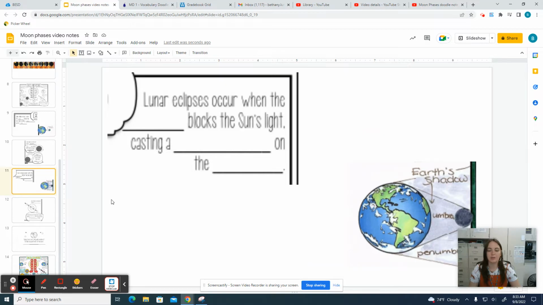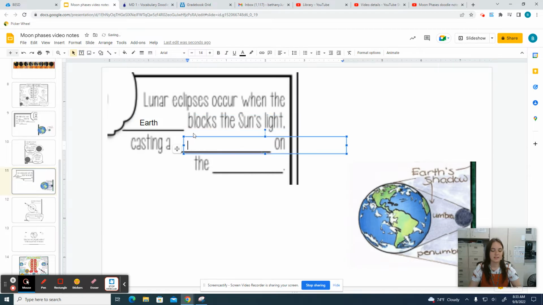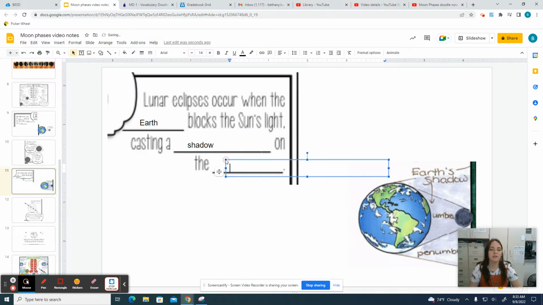Let's talk about lunar eclipses. So lunar eclipses, they occur when the Earth blocks the sun's light, casting a shadow on the moon. So this is the other way around. Okay, now underneath this, go ahead and fill this in.